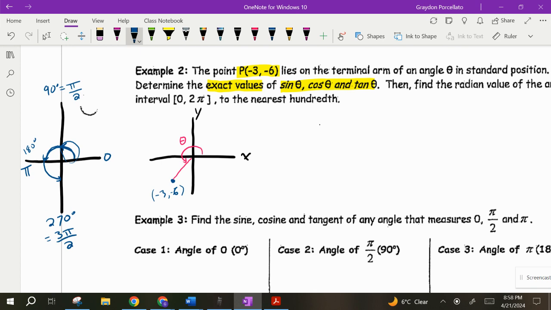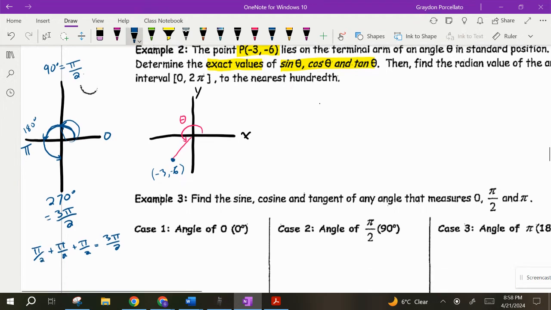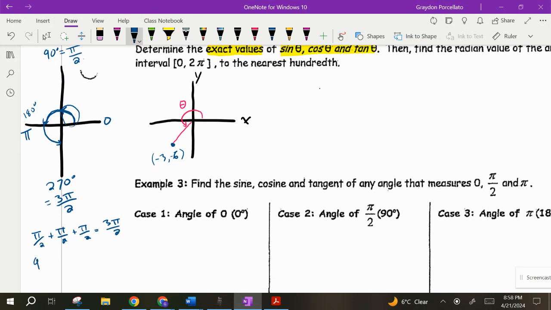Basically, what you're thinking of is pi over 2, which is 90, plus pi over 2, which is another 90, plus pi over 2, which is another 90. That's equal to 3 pi over 2. Or, if you like degrees, that's 90 plus 90 plus 90, which is equal to 270 degrees.